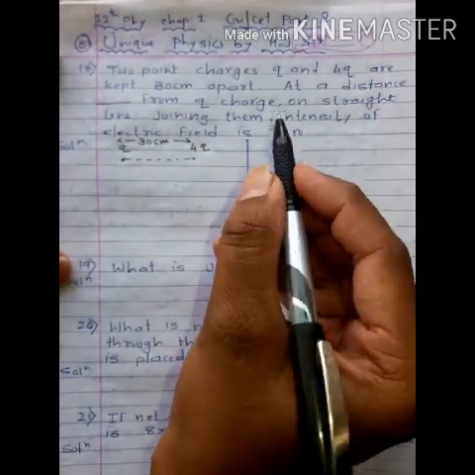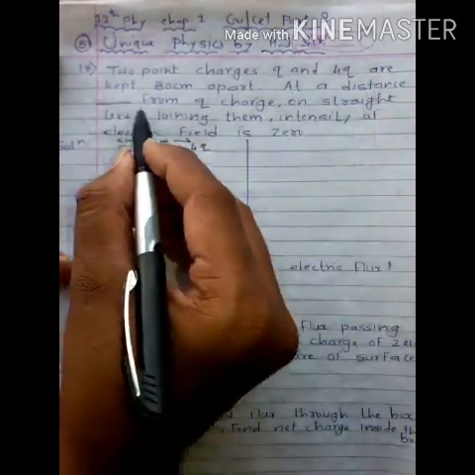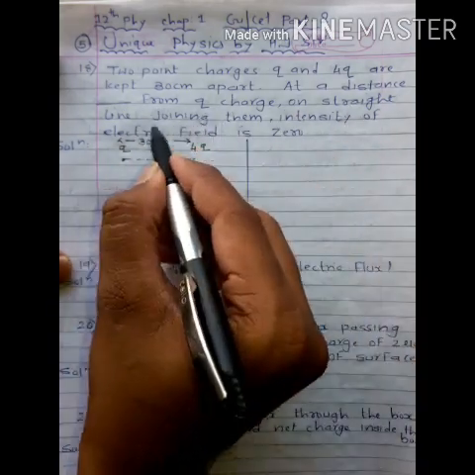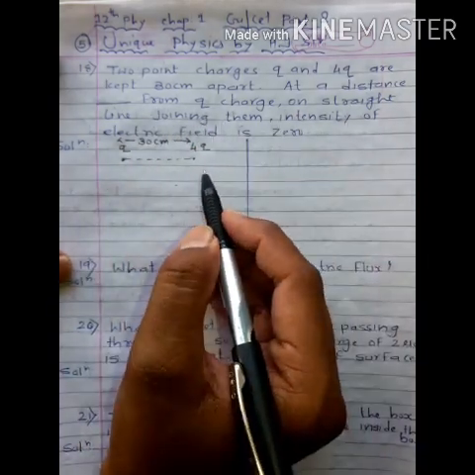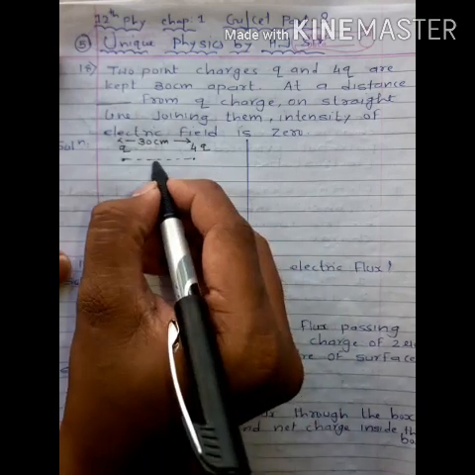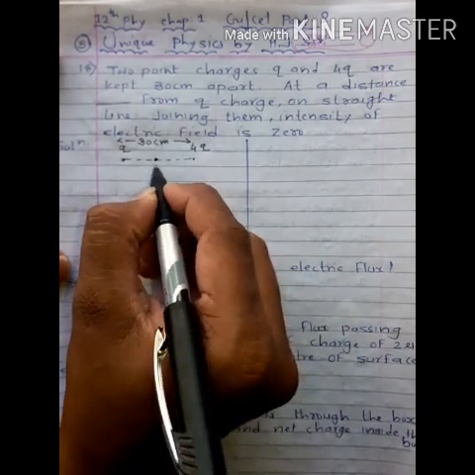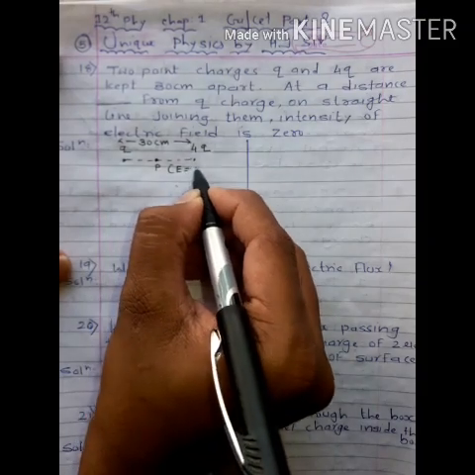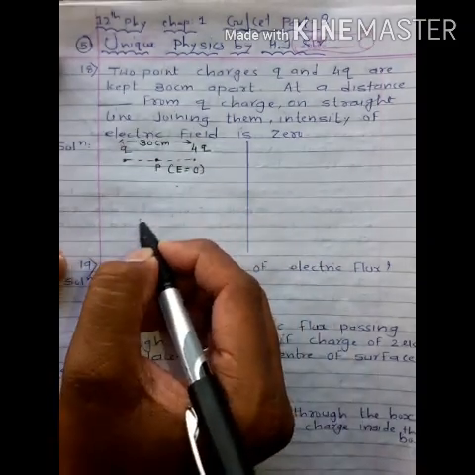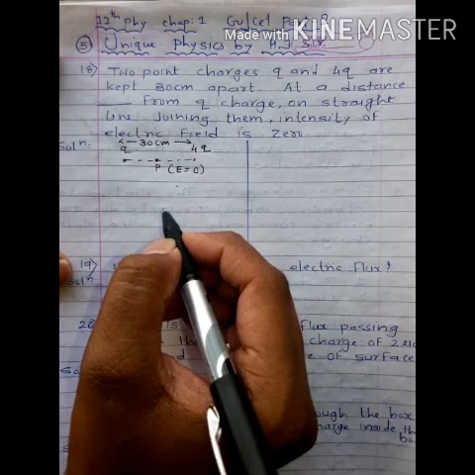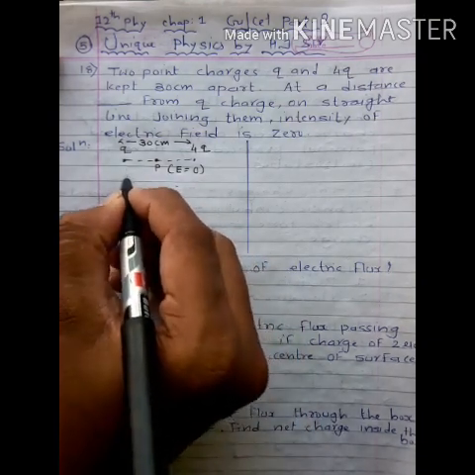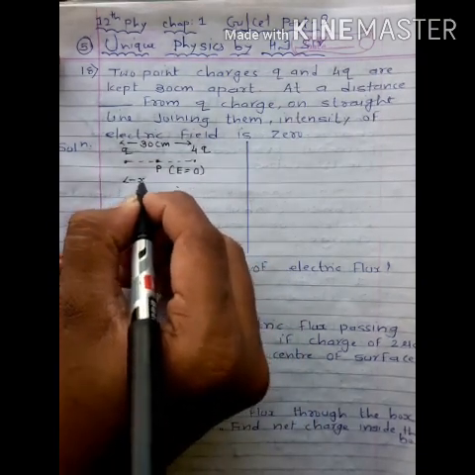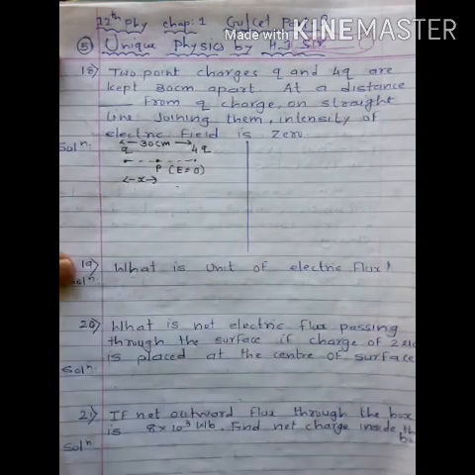Now read the question very carefully. At a distance blank from Q charge on the straight line joining them, the intensity of electric field is 0. Suppose we consider this point. This is our P point, and at this point the total electric field is 0. Now first of all we consider individual distances. So the distance of P point from Q charge is suppose x.